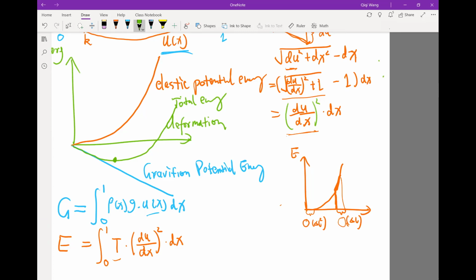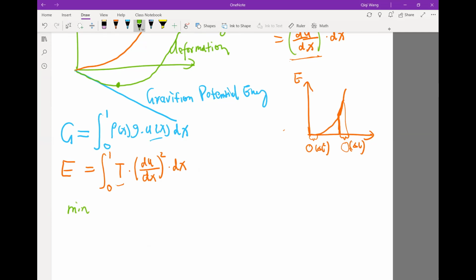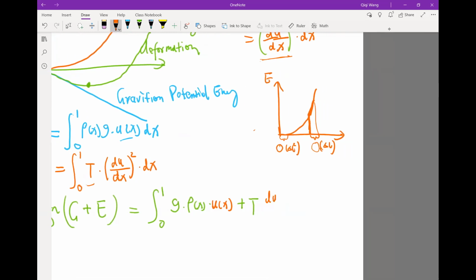All right. So now I have G and E, and I need to figure out how to minimize, over all possible functions u(x), the summation of G plus E. Let me just write it a little bit more, plugging in both integrals. What I have is g, the gravitational constant, times rho of x, which is known. And I'm going to highlight my unknown, which is u of x. And then plus T, which is also known, times du dx squared, which is unknown, dx.